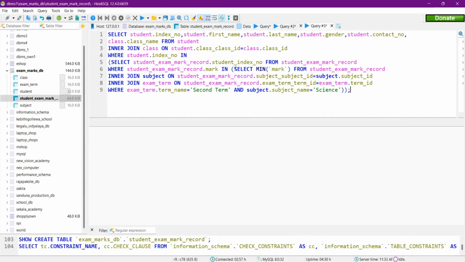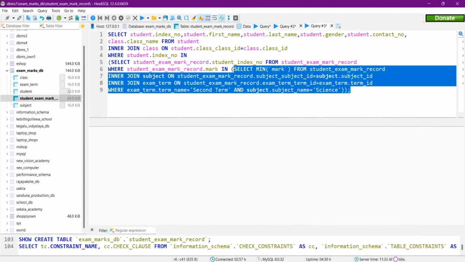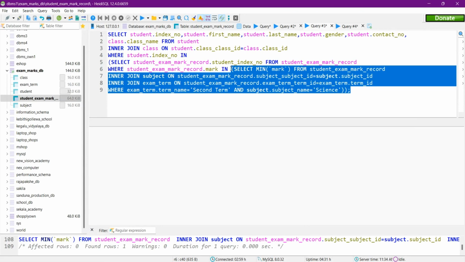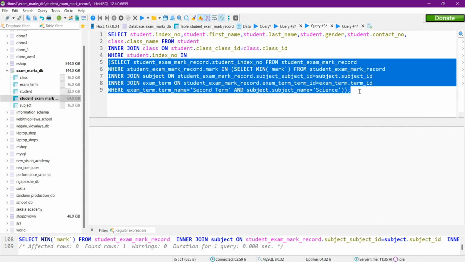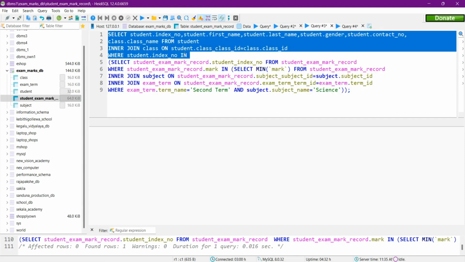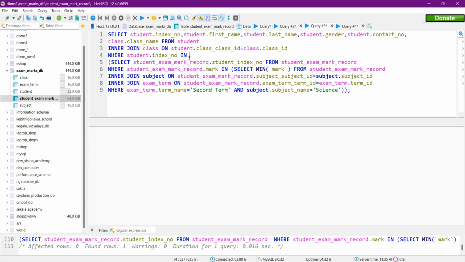When we come from the back, if we execute this query, we will get the lowest marks in the second term science subject. And by adding this query with this query, we can find the particular student's index number, that means the index number of the student who got the lowest marks in the second term science subject. And then through this select query, we are saying that this student's index number should be equal to the index number in the student table.